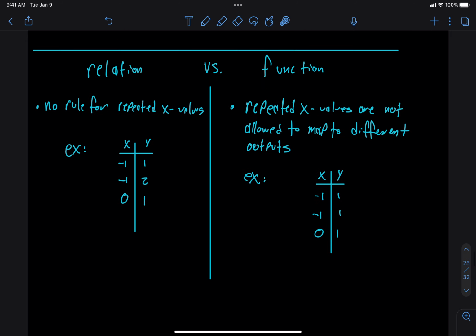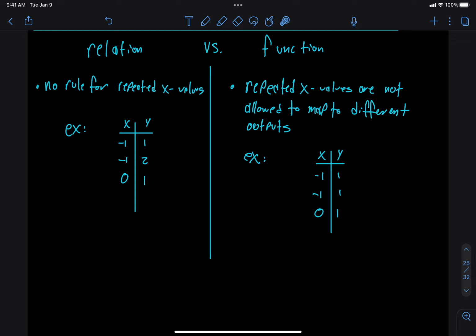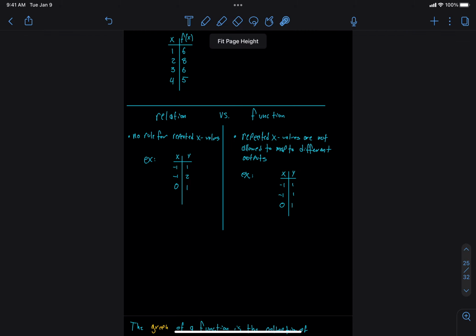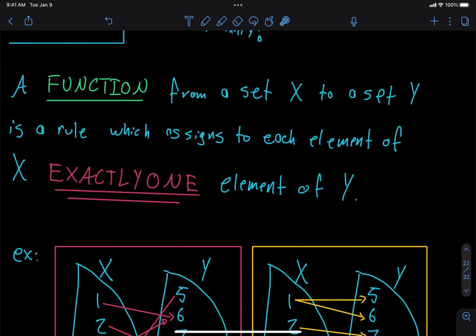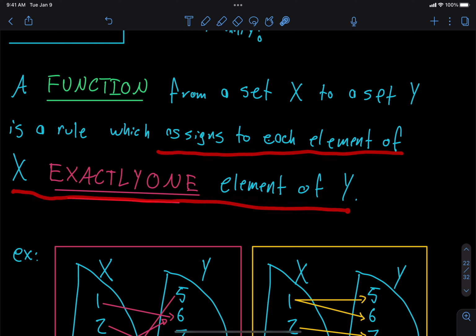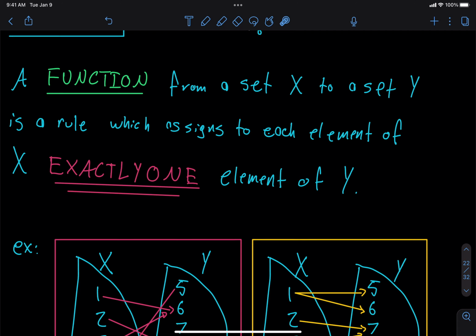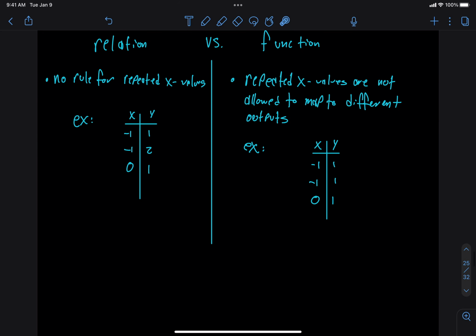But here's what I want to communicate. The one important rule about functions, let me scroll back up to the top. What was the one important rule about functions? Well, it's not just from a set x to a set y. What we also need is that we assign to each element of the domain exactly one element of the range, and not more than one. So not 0, not 2, not any other number, just 1. And only 1.